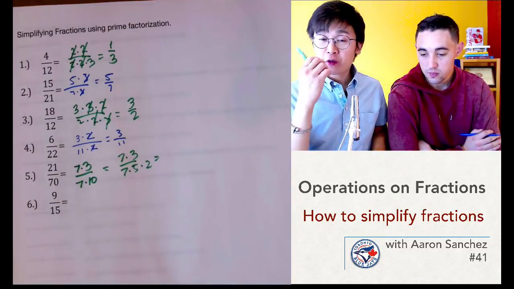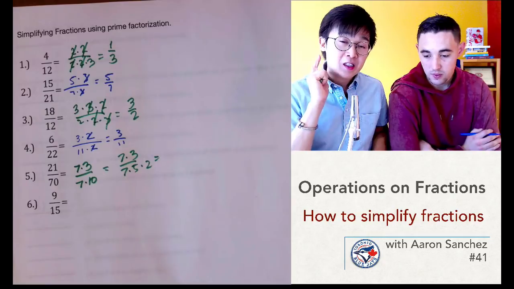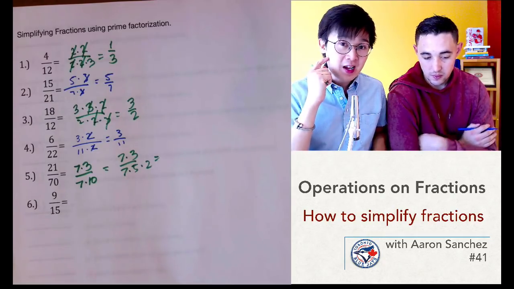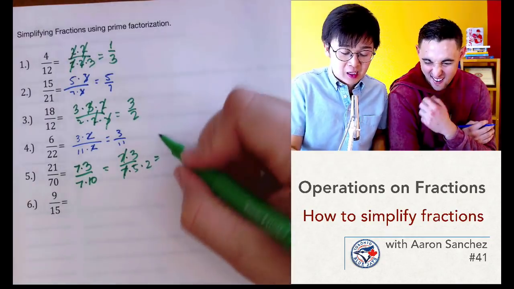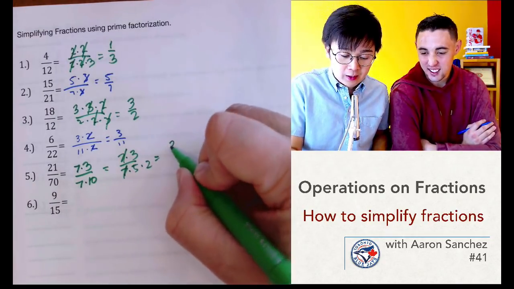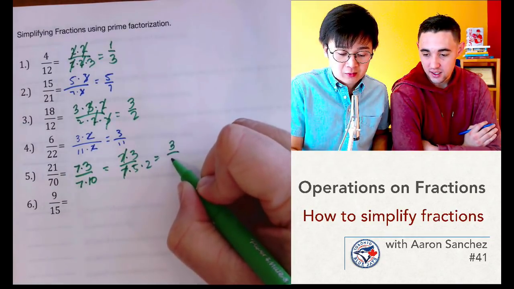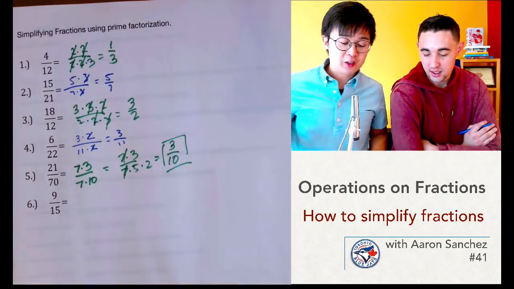And for those of you who don't know what the smallest prime number is, the smallest prime number is not 1, it's actually 2. Most of my students always tell me that the smallest prime number is 1. It's not, it's 2. 5 times 2 is 10. So it's 3 over 10.